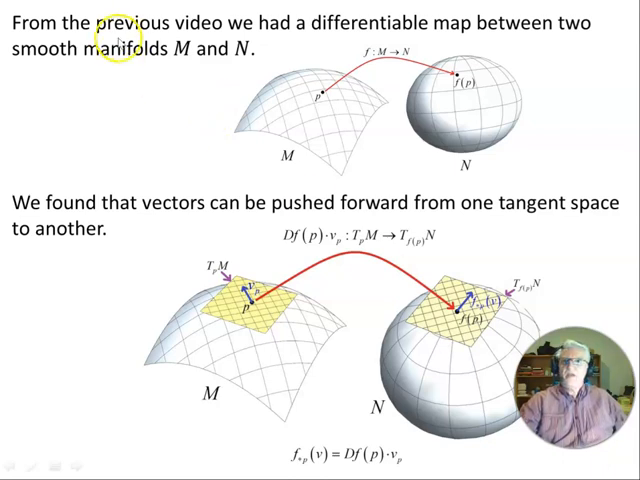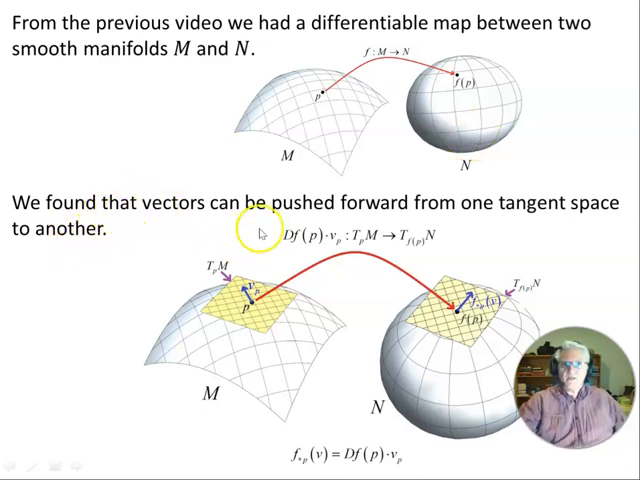All right. Now, from the previous video, we had a differentiable map between two smooth manifolds M and N. Remember they were smooth, there were no discontinuities, and there were no sharp changes in the gradient at any point. Now, we have M and N, and a differentiable map F that maps points on M to points on N, so point P on M becomes the point F of P on N.